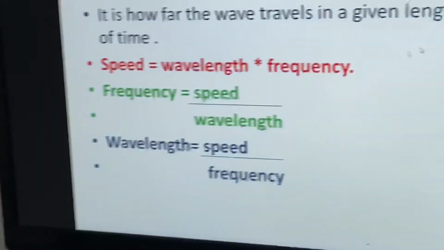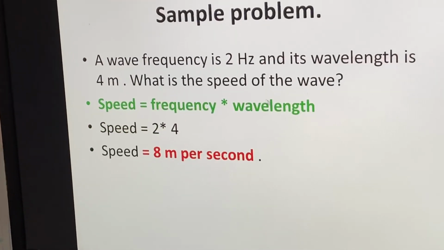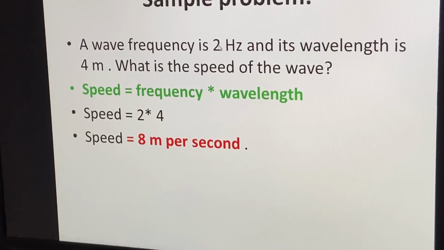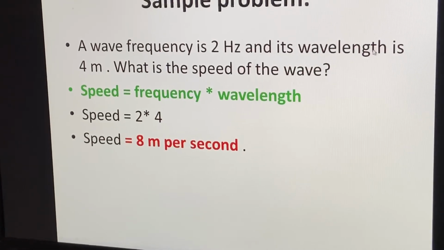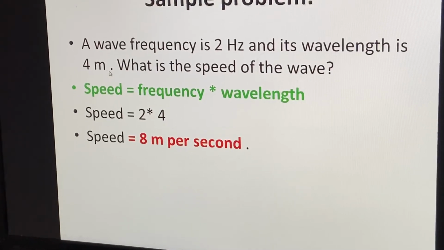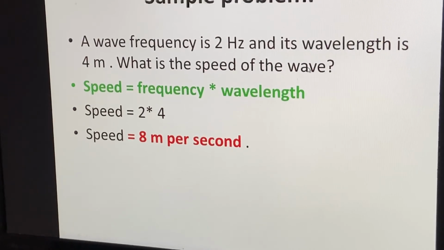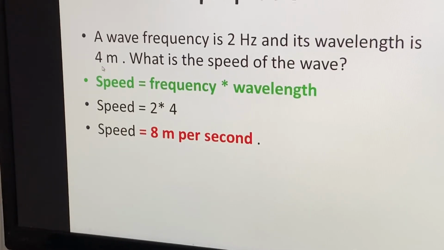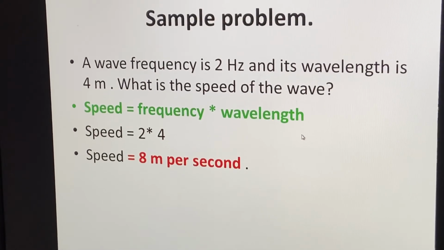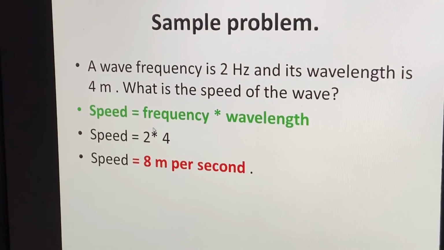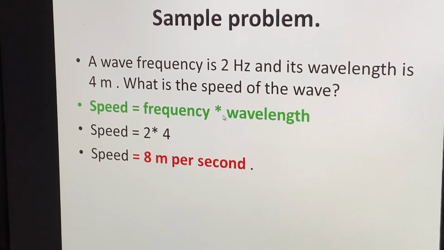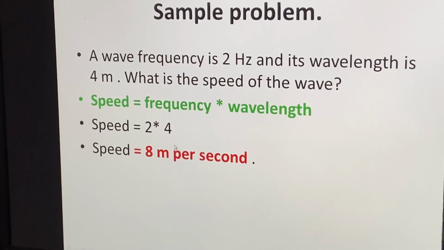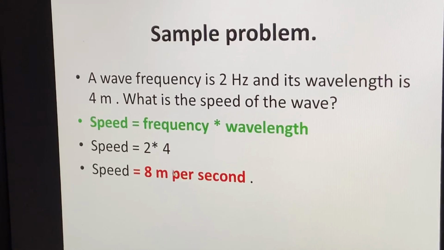Let's go back here and give an example. If a wave's frequency is 2 hertz and its wavelength is 4 meters, what is the speed of the wave? We all know that speed equals frequency times wavelength. So speed equals 2, which is the frequency, times 4, which is the wavelength. If we multiply them, it will give us 8 meters per second. So the speed is 8 meters per second.